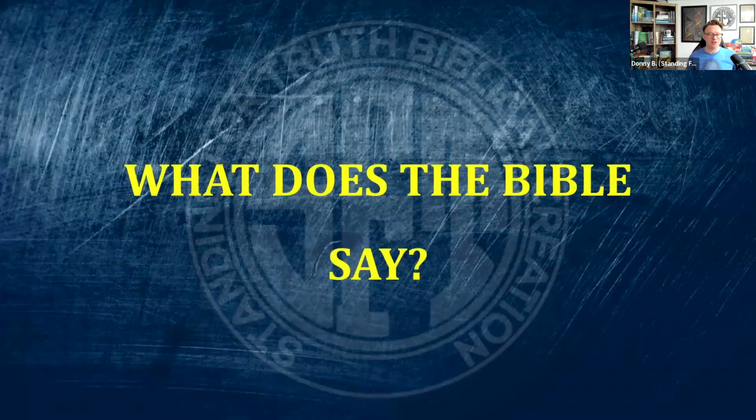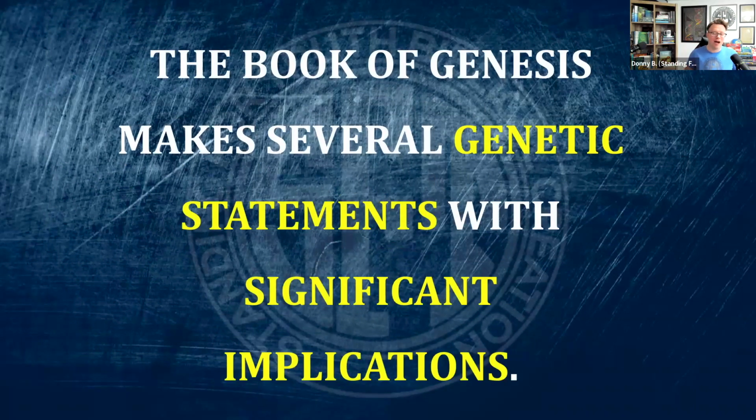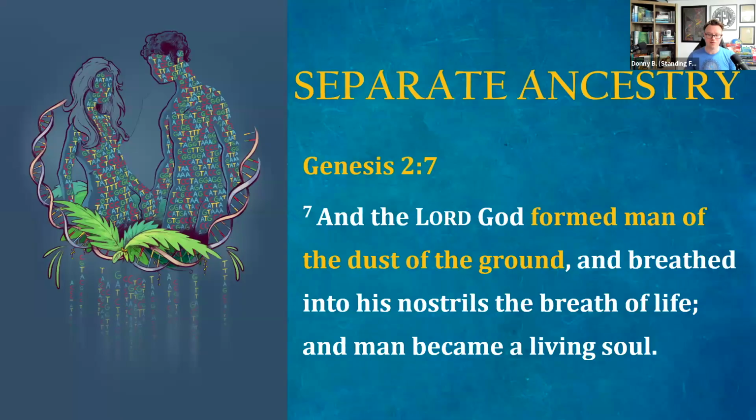Firstly, what does the Bible say? As you're going to see, the Bible is extremely clear about the origin of man. The book of Genesis makes several genetic statements with significant implications. Genesis 2:7. Here's a very important genetic statement. And the Lord God formed man of the dust of the ground.